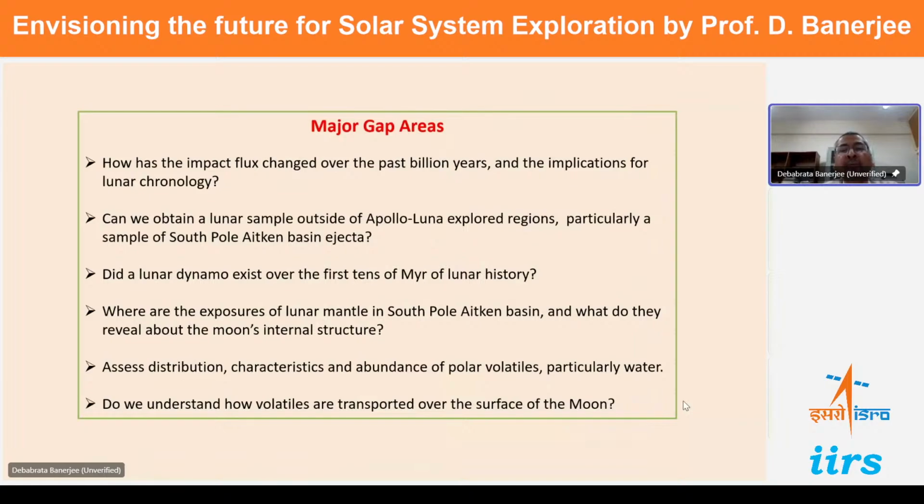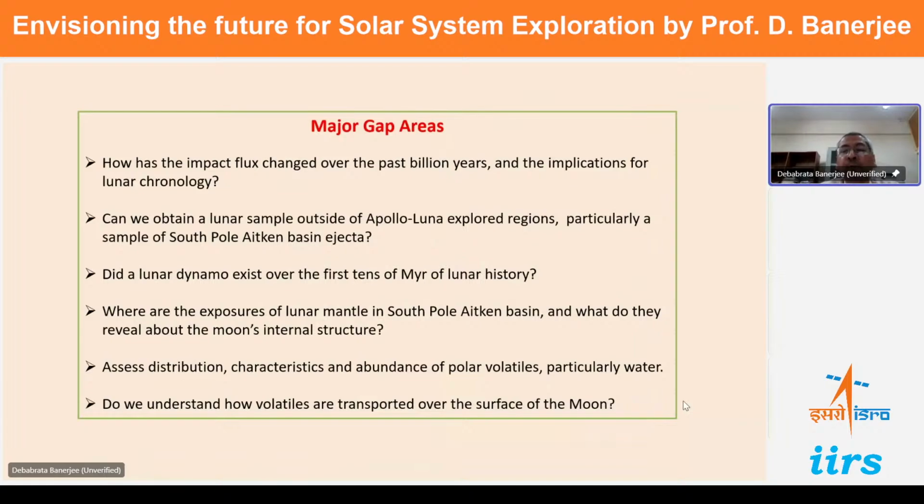Did a lunar dynamo exist? So did we have a magnetic field which was comparable or a little bit less than that of the Earth, at the 0.4 Gauss level, over the first 10 million years of lunar history? We need more simulations from Indian groups, and perhaps the South Pole Aitken Basin samples may address this as well.